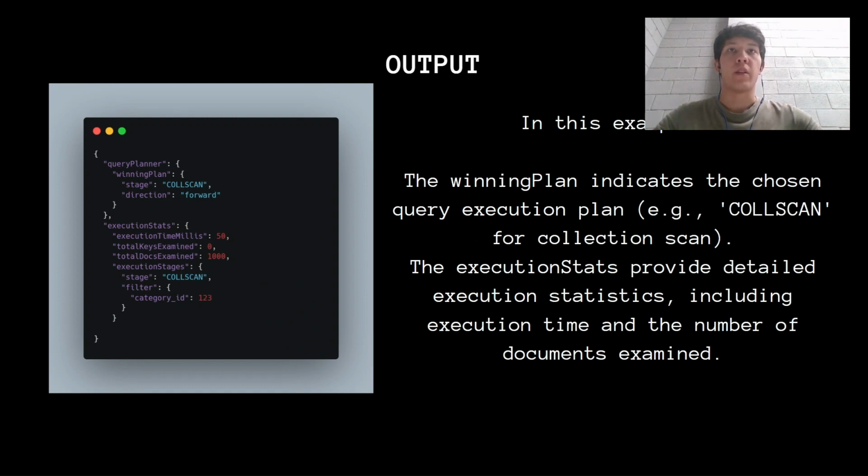In this example, the winning plan indicates the chosen query execution plan. The execution stats provide detailed execution statistics, including execution time and the number of documents returned. It could also be useful for performing optimization in our databases.